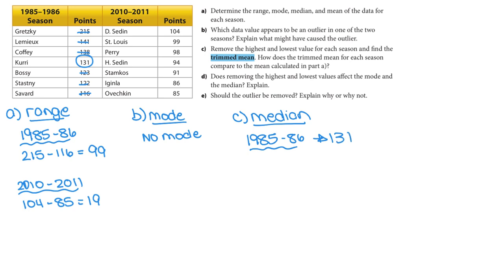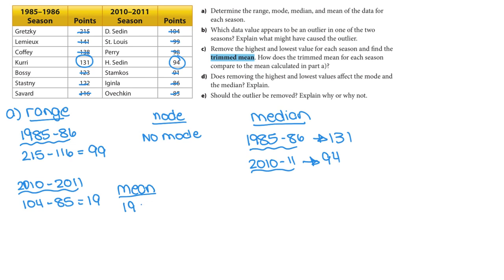And for the second season, which is 2010-2011, we can do the same thing. And we get that the median is 94. And the last thing we need to find for part A is the mean. We're still in part A. So let's find the mean for each of the seasons.